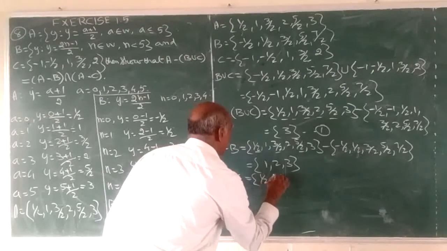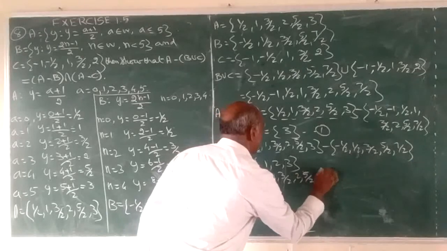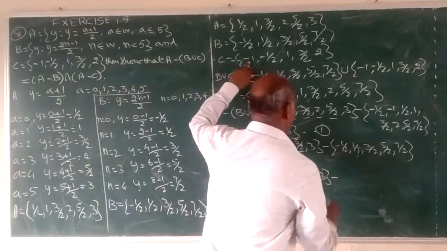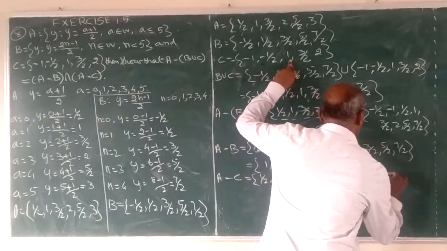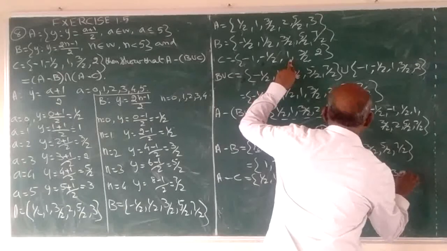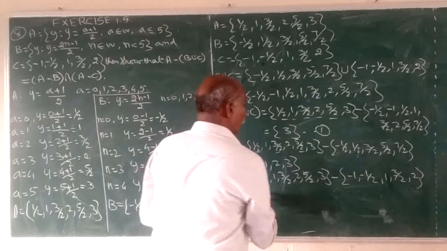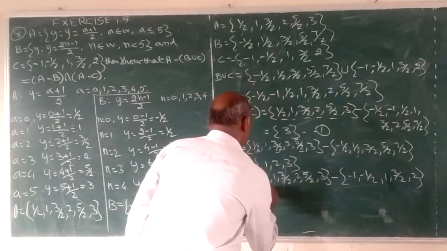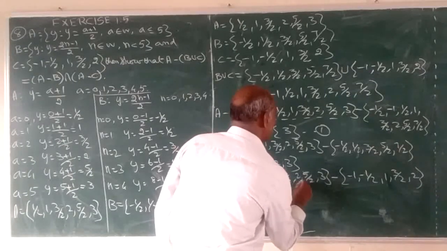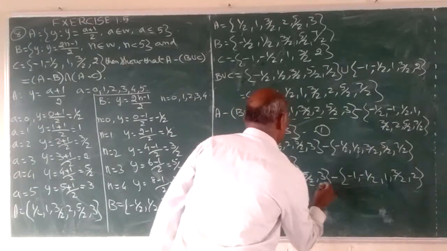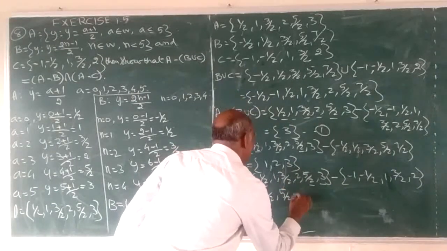Now find the difference A difference C. Again A is 1 by 2, 1, 3 by 2, 2, 5 by 2 and 3. Difference C is minus 1 by 2, 1, 3 by 2 and 2. Now we find the difference. 1 by 2 is not there, 1 is there, 3 by 2 is there, 2 is there, then 5 by 2 and 3 is not there. So we get 1 by 2, 5 by 2 and 3.